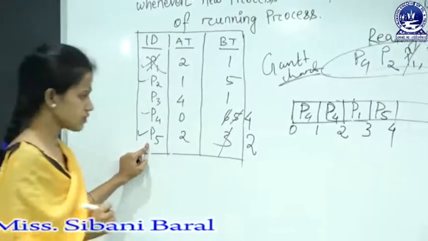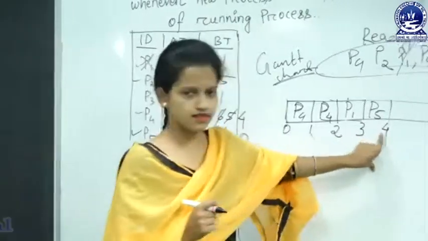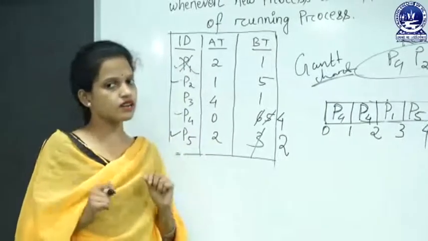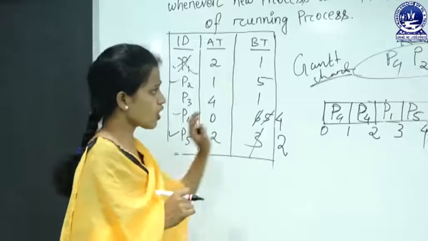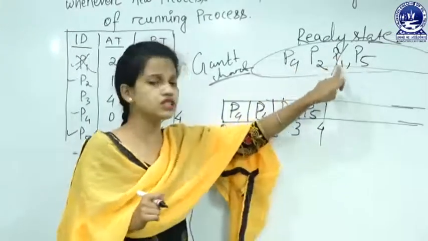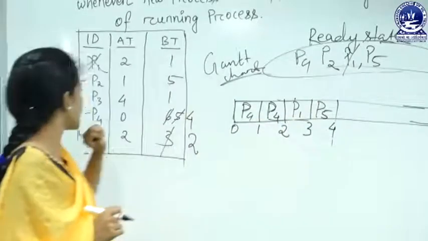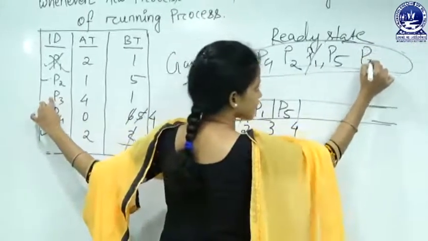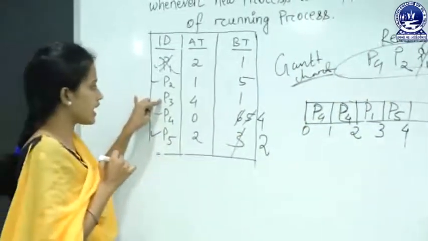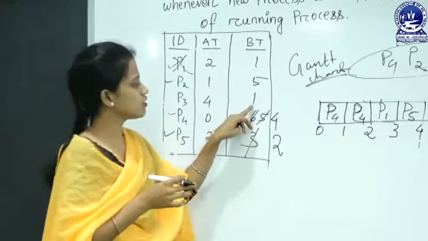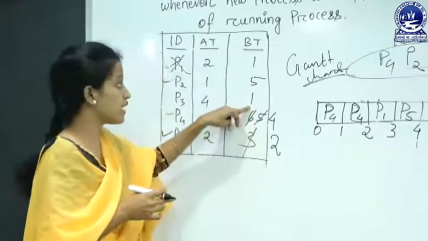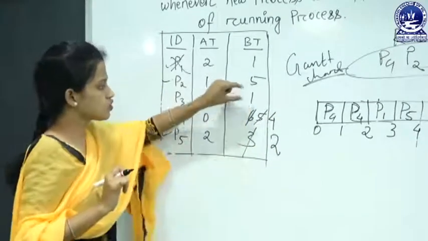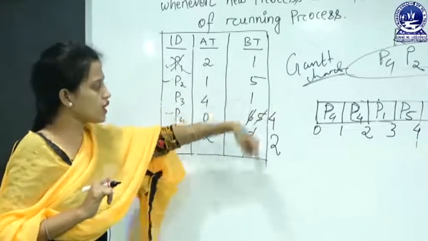Fine. So check at the 4 millisecond, has any process arrived at the ready state? Already we have P2, P4, P5 and P1 has terminated. At 4 milliseconds, P3 has newly arrived at the ready state. And the burst time of the P3 is 1 millisecond. So compare 1, 4, 2, 5. It is smaller than all of these burst times.